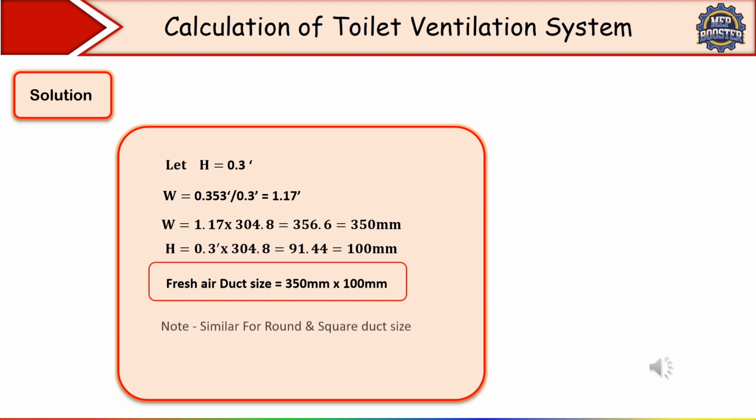Note that similarly we have to do this for round and square duct size. So here we have done the calculation by the air changes method. That is the first method.